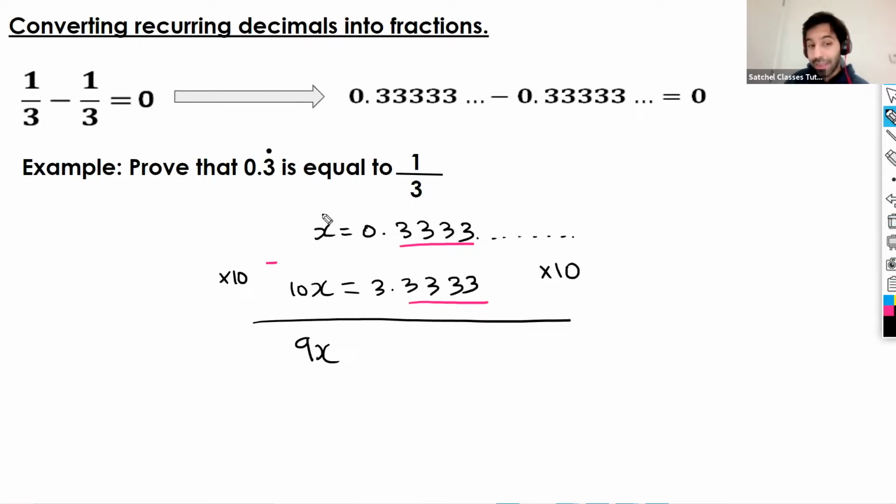And it doesn't really matter which way around you do the subtraction, by the way. You don't have to do x minus 10x. You can just do the larger number take away the smaller number. So the order in which you do the subtraction doesn't really matter, because if you were to get minus 9x, this answer will also be minus 3, and the negatives will cancel out. So I just like to do it this way. Start with the larger number. So 10x take away x is 9x, and then 3.33 recurring.